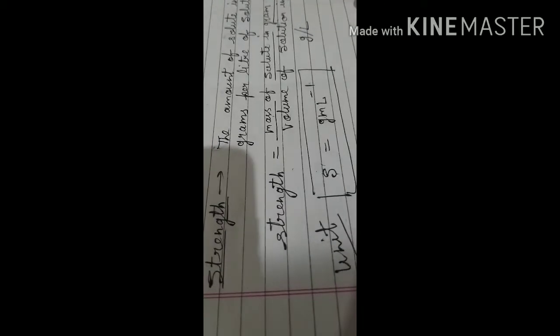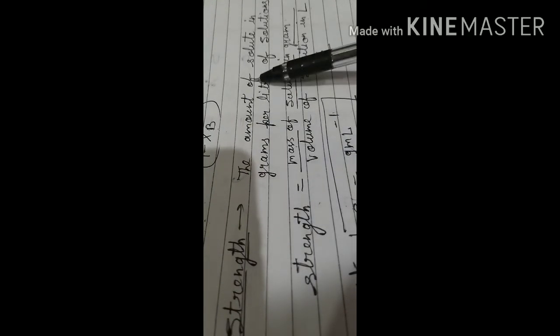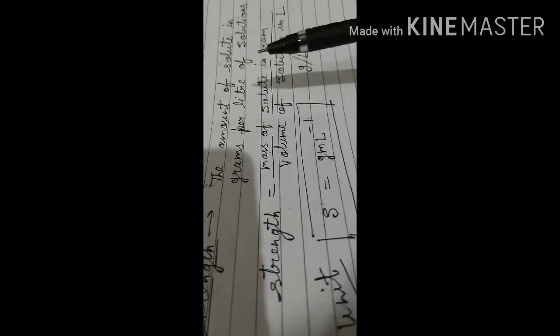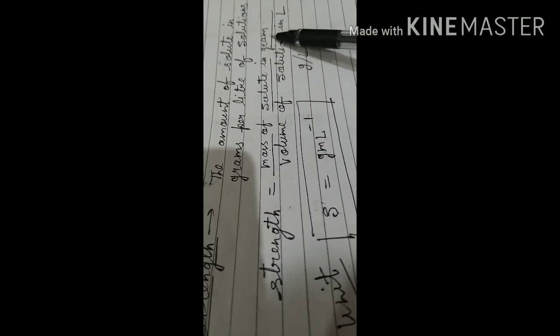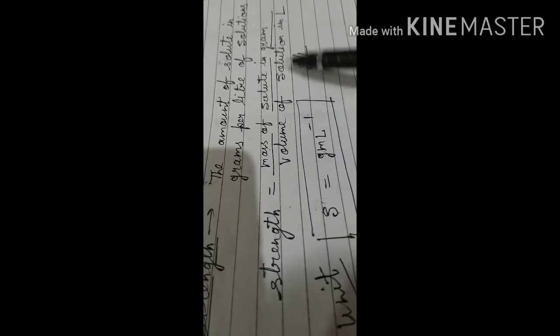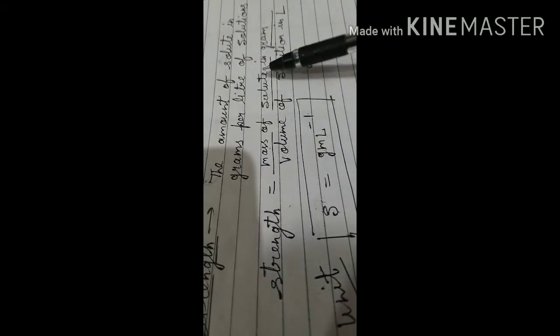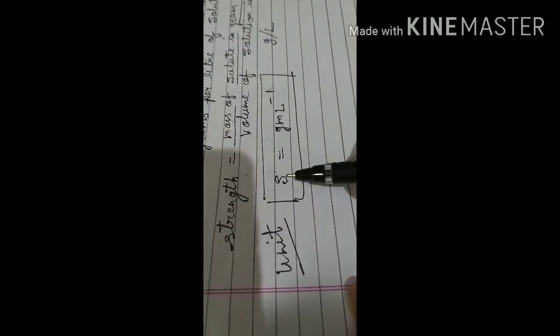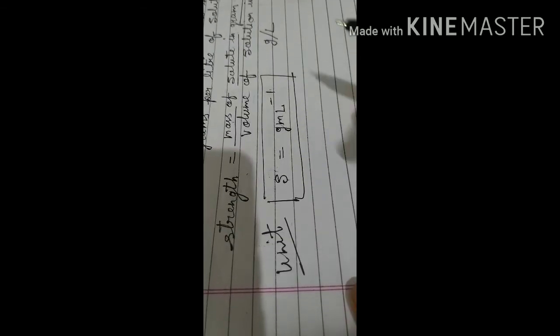Now let us talk about how to find the strength. Strength is the amount of solute in grams per liter of solution. How is the strength of a solution calculated? It is the mass of solute in grams divided by the volume of solution in liters. The unit of mass is gram and volume is in liter, so gram per liter becomes the unit of strength.